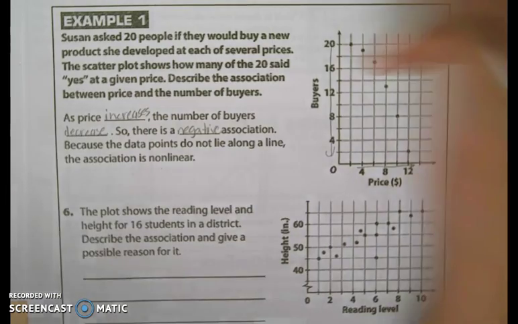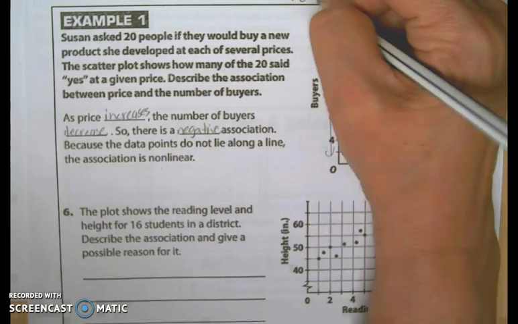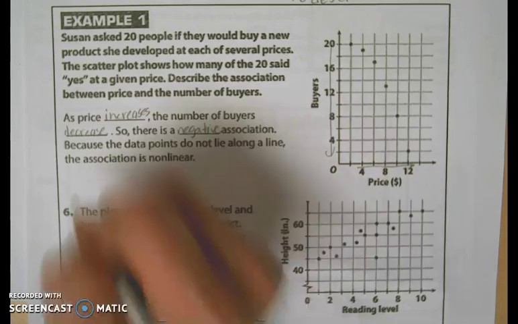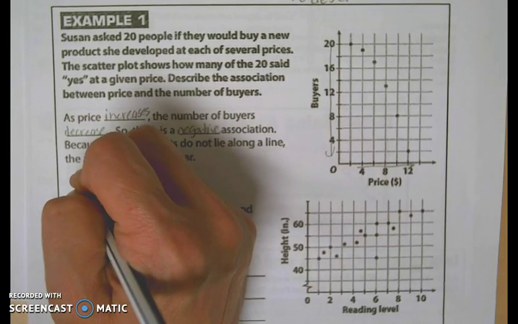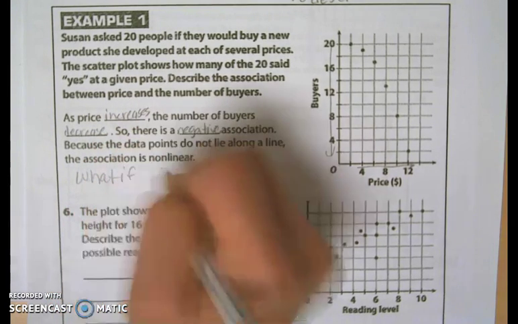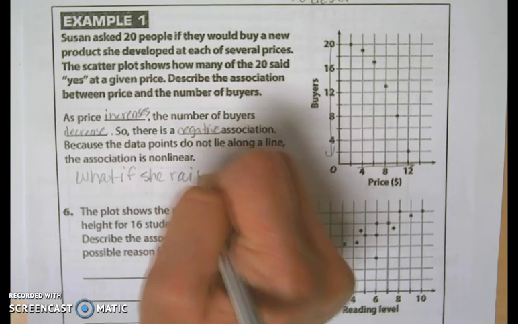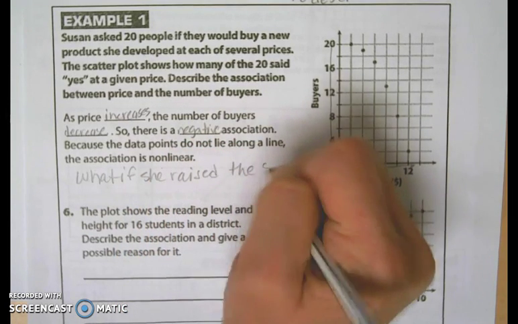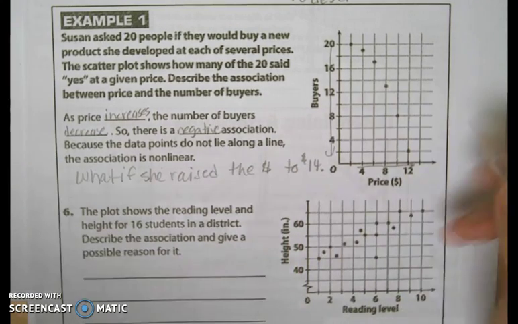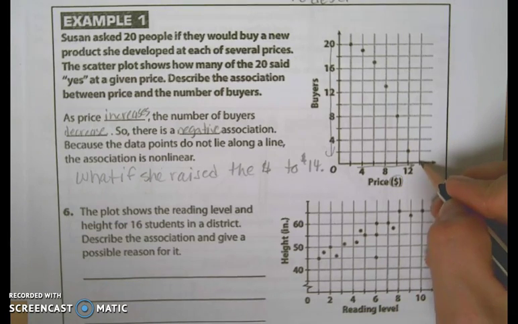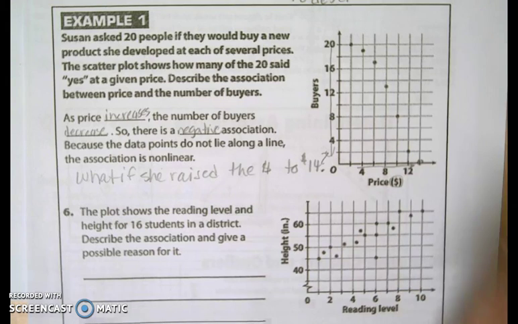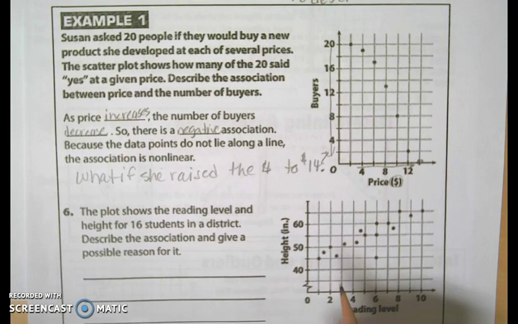Let's describe this. What would happen if she raised the price to $14? Well, at $14, we would have very few buyers. Number 6, your turn.